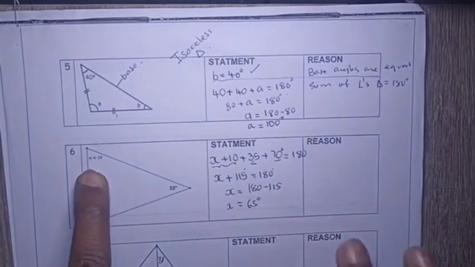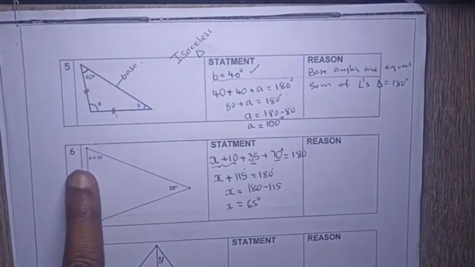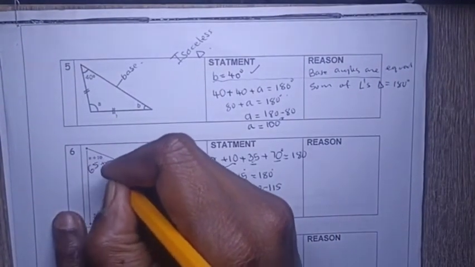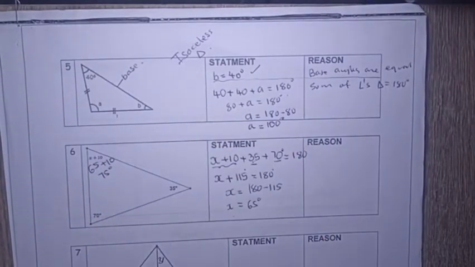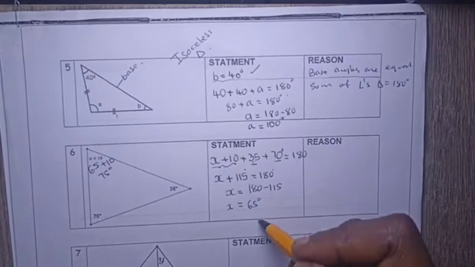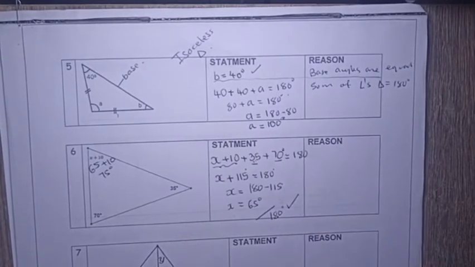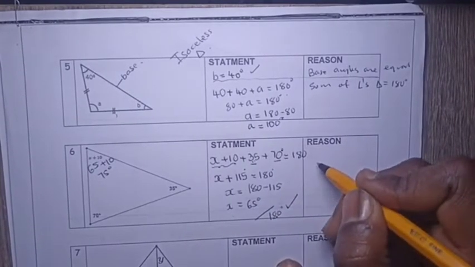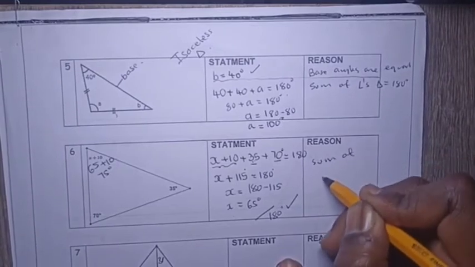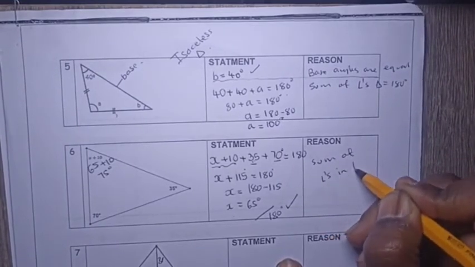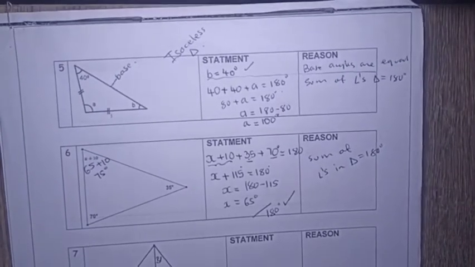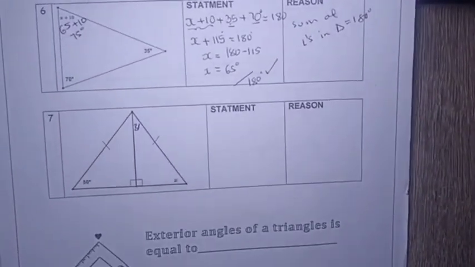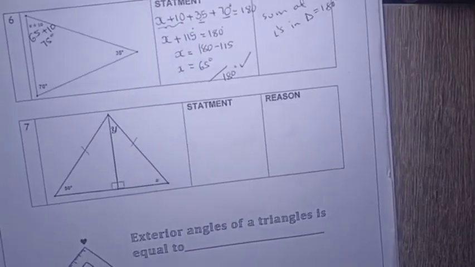Then I'm going to substitute it there so that I know the value of this angle here. So 65 plus 10 will be 75. So 75 plus 35 plus 70 will give us how much? 180. Cool. Your reason here is what? The sum of angles in a triangle add up to 180. Nice. Wonderful. Let's do these 2 last questions and we should be done with this.